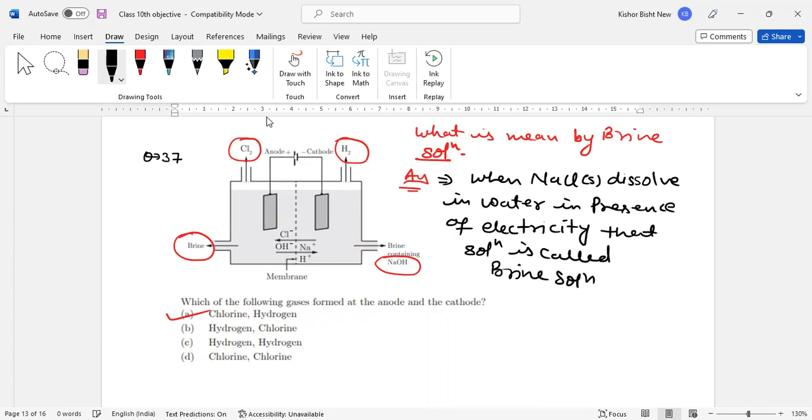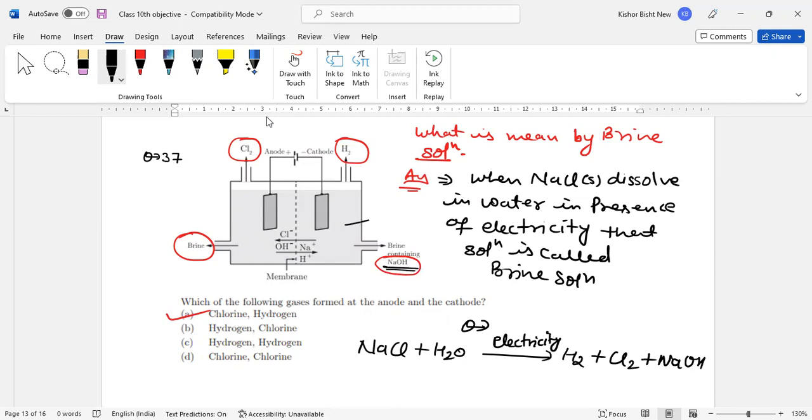Brine solution. Second question, what type of product will form in this solution? So in this one we are adding NaCl. Please remember, NaCl plus water, and we write here the electricity. And in this one the products formed are hydrogen, chlorine and NaOH. This is the brine solution here, the aqueous solution of NaCl, and in this one the product is NaOH.